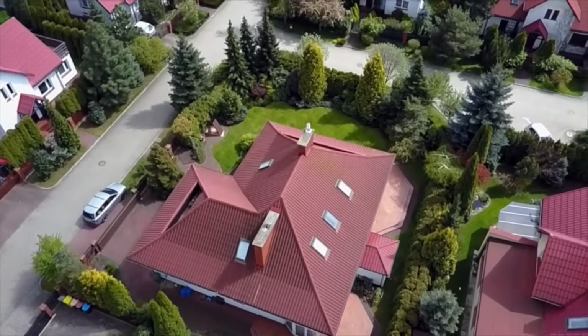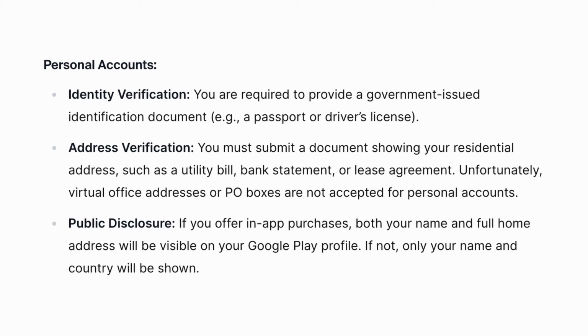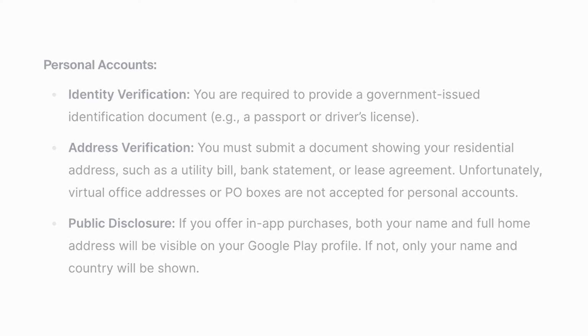Here's a breakdown of how the process works. For personal accounts, identity verification: you are required to provide a government-issued identification document, for example, a passport or driver's license. Address verification: you must submit a document showing your residential address, such as a utility bill, bank statement, or lease agreement. Public disclosure: if your app offers in-app purchases, both your name and full home address will be visible on your Google Play profile. If not, only your name and country will be shown.